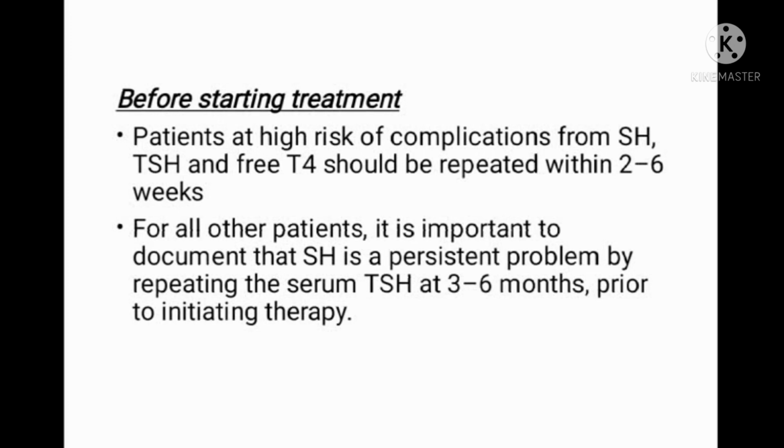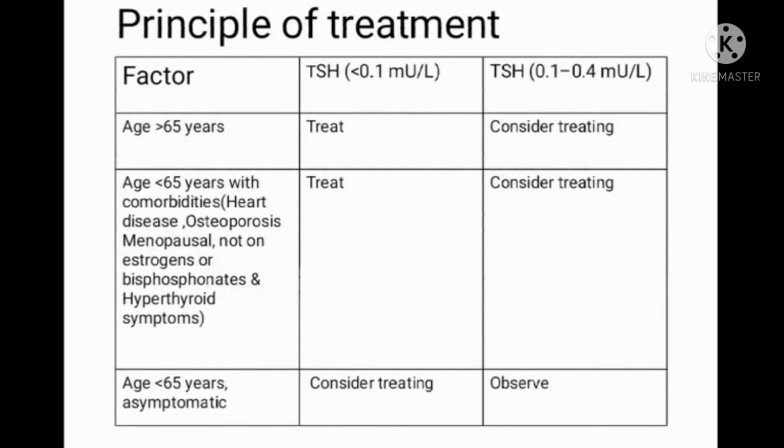For other patients, like young patients with no associated comorbidities or risk factors, you have to document that subclinical hyperthyroidism is a persistent problem by repeating the serum TSH level at 3 to 6 months. So the principle of treatment usually depends on three factors. As I said, one is the cause, the other is the severity, and the last is the presence or absence of associated comorbidities.